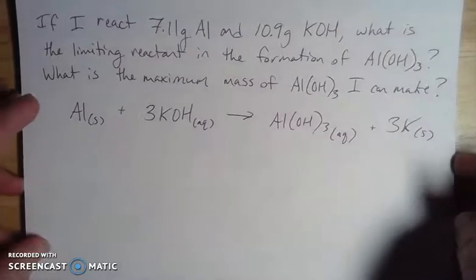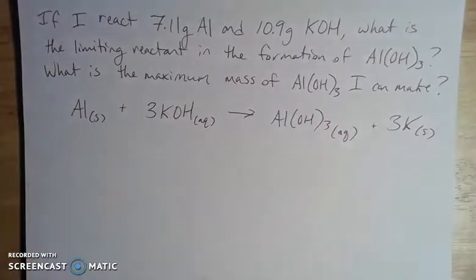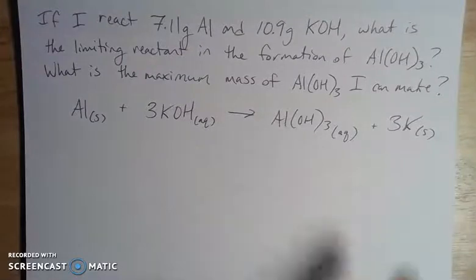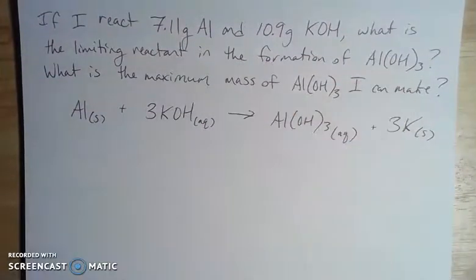So if I have a chemical reaction that looks like this, so I'm looking at solid aluminum reacting with potassium hydroxide and giving me aluminum hydroxide and potassium left over. Now it's saying if I react this many grams of aluminum and this many grams of my potassium hydroxide, what is going to be limiting in the formation of my aluminum hydroxide?